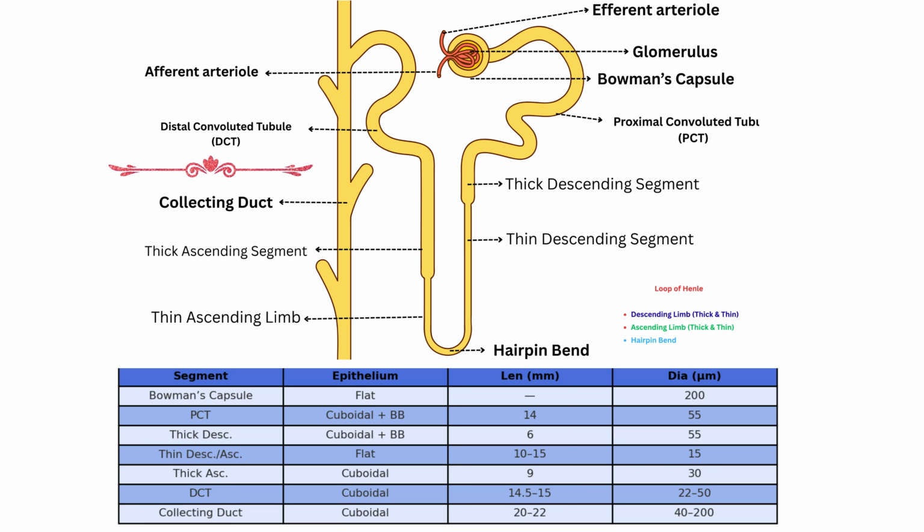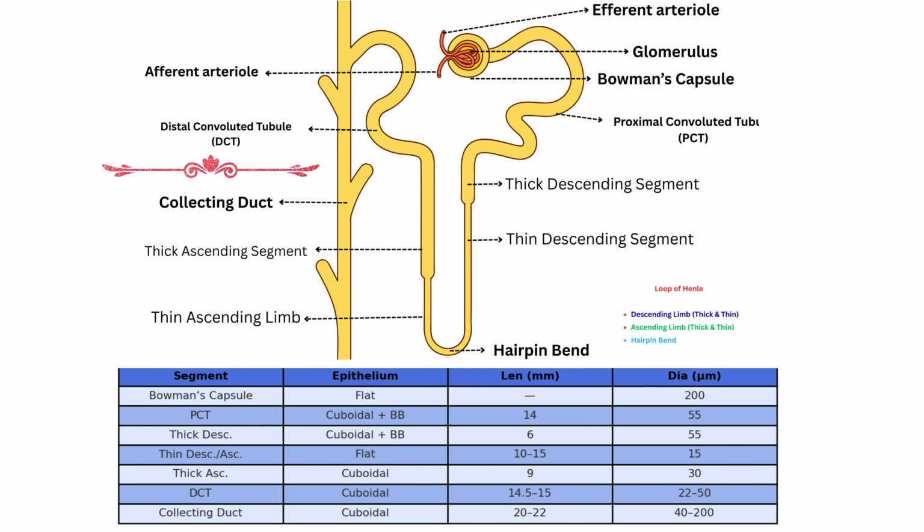These specialized epithelial cells are called intercalated cells or the I cells, and they play a role in acid base balance, which we will be seeing in the upcoming videos. And the next one is the collecting duct.